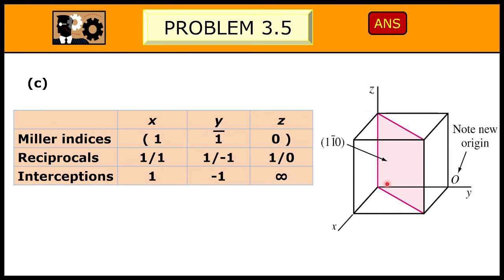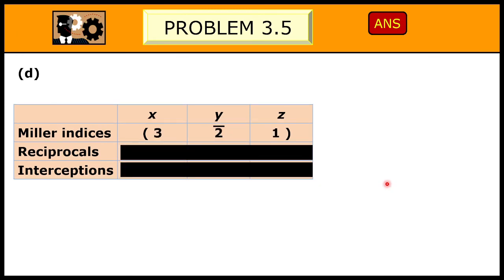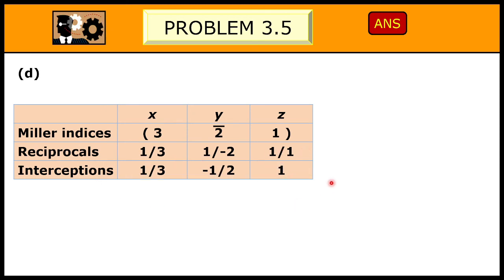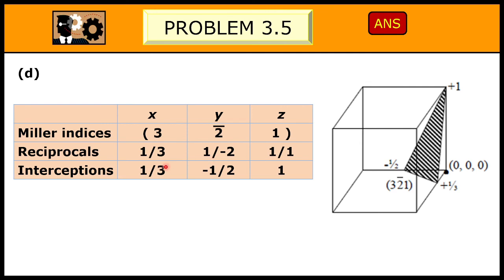Okay, next example, 3, -2, and 1. Again, find the reciprocal: 1 over 3, 1 over -2, and 1 over 1. So these are the intercept points: x equal to 1 over 3, y equal to -1 over 2, and z equal to 1. Okay, this is how the plane looks.